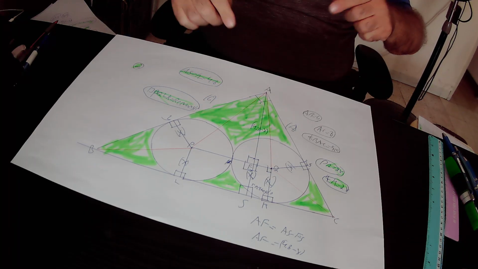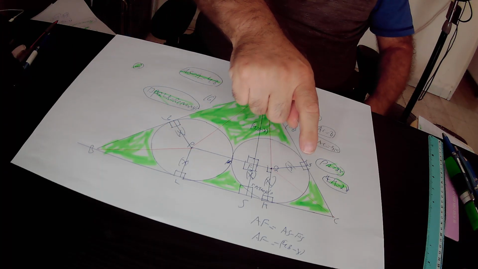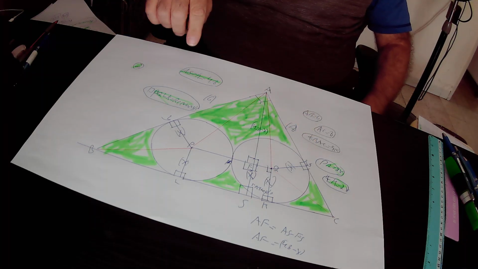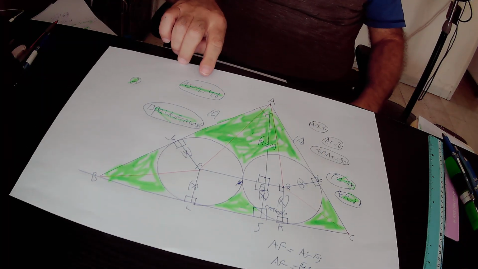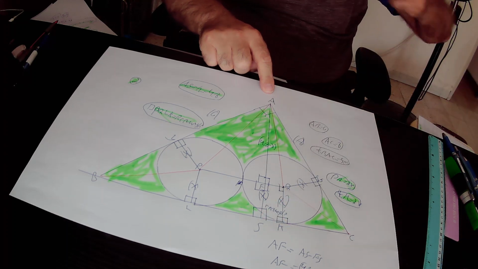In total, we found out that AS, that is the height to the base BC of the big triangle ABC, is equal to H, and H equals 4.8 units in its length. Again, AS equals 4.8 units in its length.